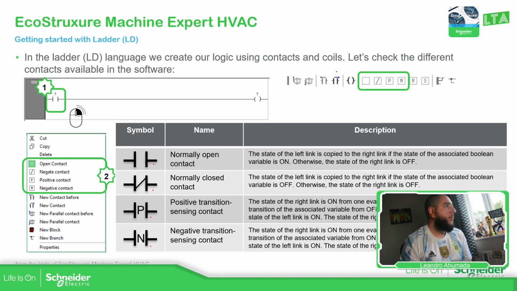So basically, in order to change the contact, you just need to select the contact, right click, and you have these kinds of options. So here you should be able to select the type of contact that you want. If you're using the toolbar, you just click on the contact and then directly select which one is the one you want.